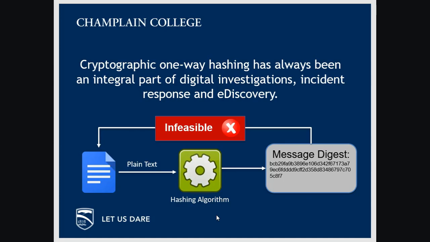So if I'm using an MD5 hashing algorithm, it will produce a 128-bit message digest. If I'm using SHA-256, it's going to produce a 256-bit message digest. And if I'm using SHA-512, obviously it'll produce a 512-bit message digest.